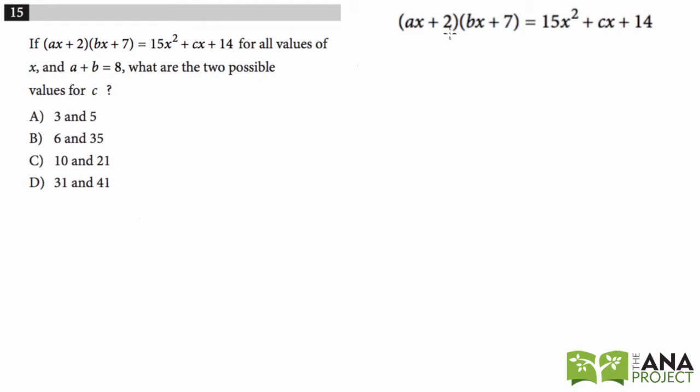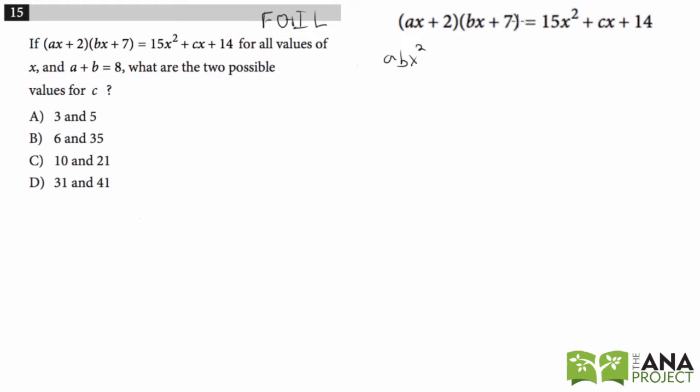So the first thing I'm going to do is just FOIL this side of the equation, and I'm going to leave this side just as is. So FOIL, I'll just put FOIL up here. So the first step is F, first, multiply the first terms. So ax times bx is abx squared.